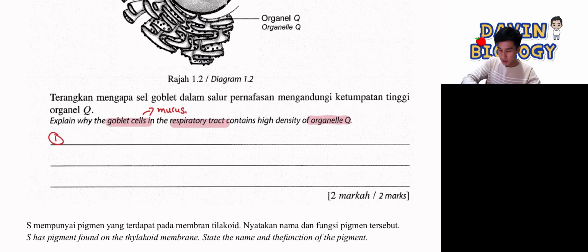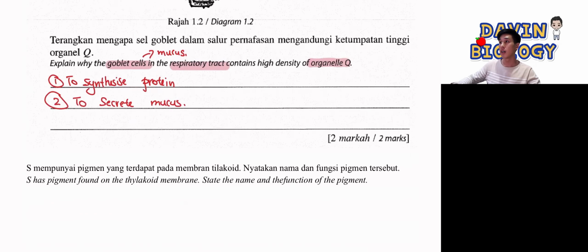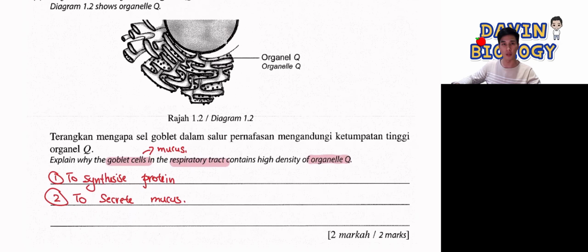We will state the function first. So I want the ribosome because I want to synthesize protein. What's the protein for? Just now it's to make enzyme, right? Now it's for mucus, to secrete mucus. This one is not mitochondria, so no energy.